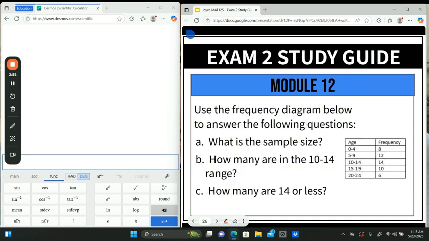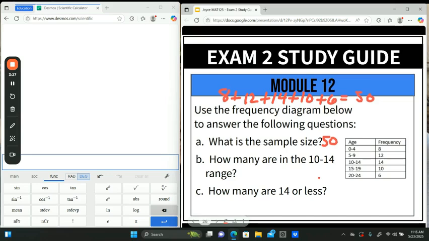Use the frequency diagram below to answer the questions. First part A, what is the sample size? So we would get the sample size by adding all of the frequencies together. So let's do that. I've got 8 plus 12 plus 14 plus 10 plus 6 gives me 50. So my sample size is 50.